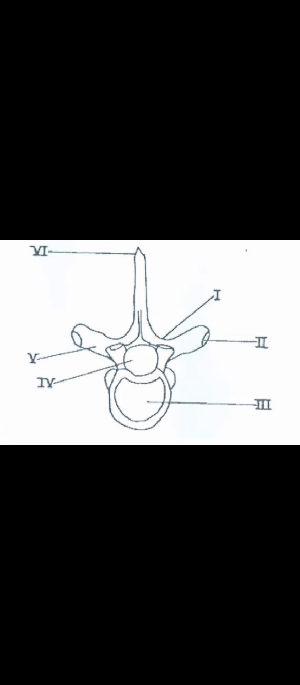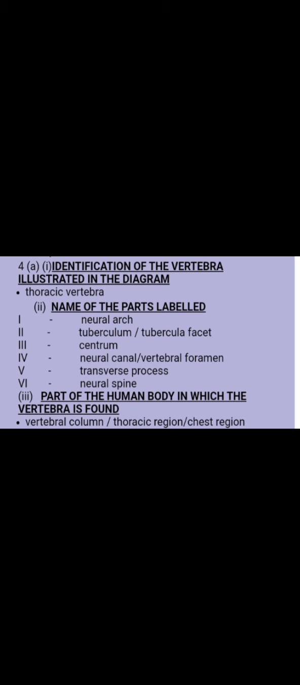Now let's see the labeled parts of this thoracic vertebra and try to label its parts. The part labeled I is the neural arch. Part labeled II is the tuberculum, that's the tubercular facet. The part labeled III is the centrum. Part labeled IV is the neural canal or the vertebral foramen. The part labeled V is the transverse process, and the part labeled VII is the neural spine.